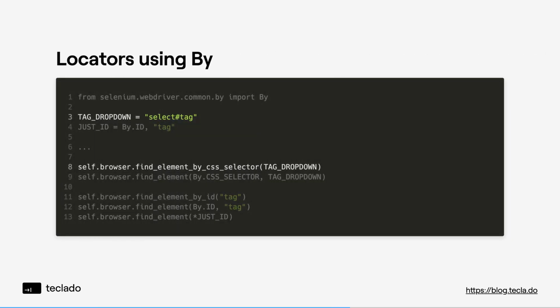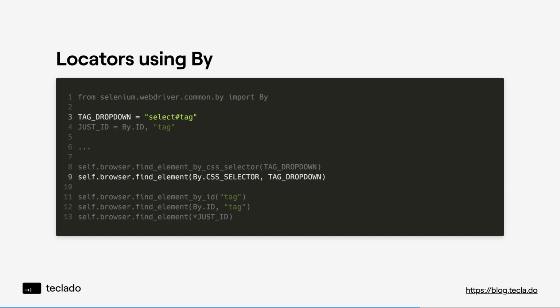Here's how you can use the By class. Up till now, we've been using something like line 3. tag_dropdown equals select#tag. That means we want to access a select element in the HTML, and the ID of the element is tag. Then, when we run code like in line number 8, we do self.browser.find_element_by_css_selector, and we pass in that string. However, you can do find_element instead, only that you have to pass it what type of selector you want to use. So here we're going to do self.browser.find_element, and we pass in By.CSS_SELECTOR, and then the string as the second argument.